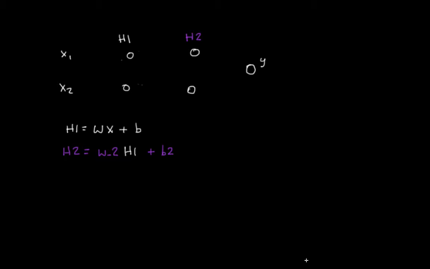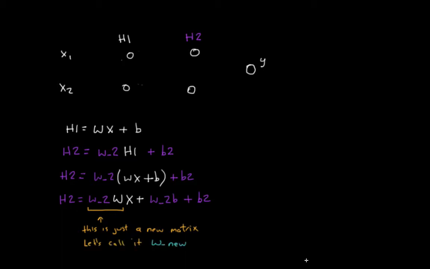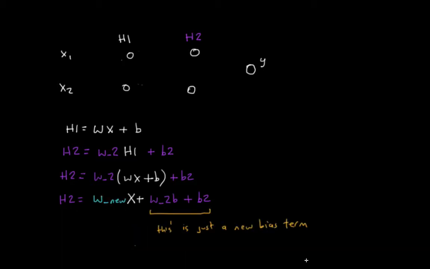When you work out what this means, you see that the W2 matrix times the W matrix can just be expressed as a new matrix, which I call W new here. And this part of the equation, W2 times H1's bias term, which is called B, plus H2's B2 bias term, can be simplified to just a new bias term I call B new. In other words, the two-layer neural network can be collapsed to a single-layer neural network, H2 equals W new X plus B new. What this means is that adding another layer hasn't added any needed complexity to the neural network.